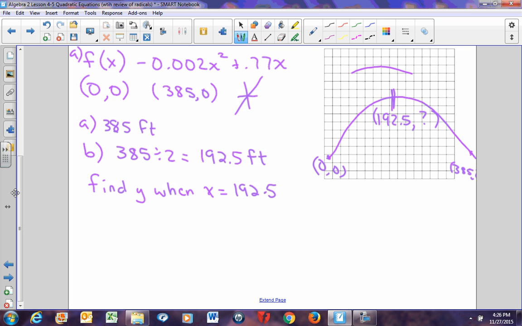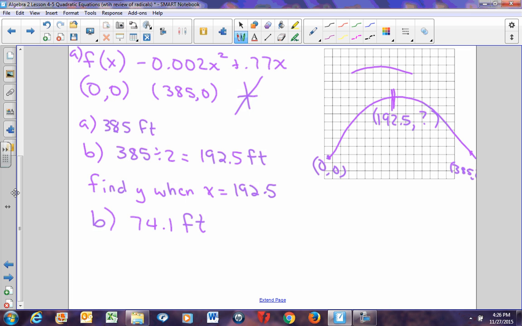Then I could use a table to figure it out, or the easiest way is to go back to analyze graph, and instead of hitting zero, I hit maximum. It's going to scroll me over, the same as when I'm finding my zeros. I approximate where my maximum is, and it tells me at 192.5, my height is 74.1 feet. So B is 74.1 feet. My ball is going to be 74.1 feet high at its halfway point.